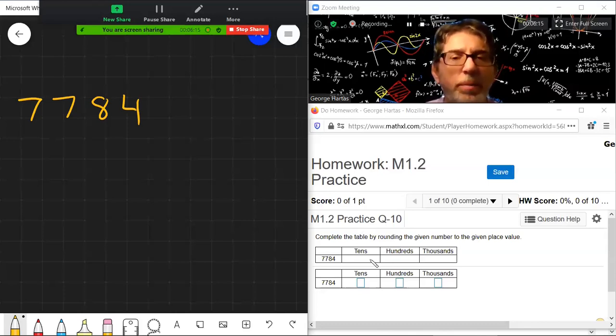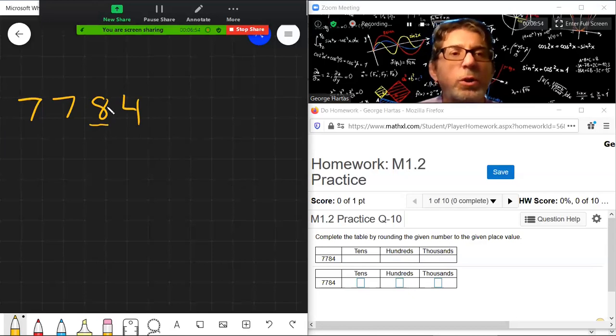So this is a three-part problem, and in the first part, they want us to round to the tens. So we start with the right-hand number, and we go to the left. We know this is the ones, the tens, the hundreds, the thousands, and so on. What I would recommend is you underline the digit that they want you to round to. So here, go to the tens and underline it. Ones, tens. The 8 is in the tens column, underline it.